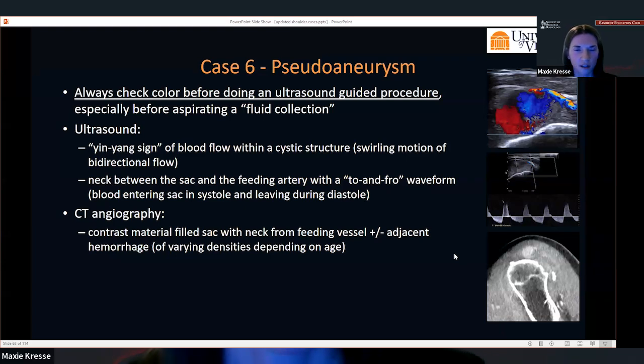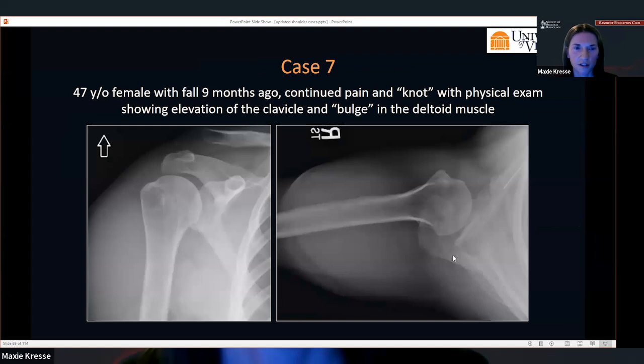Okay. Case 7. This is a 47-year-old female, had a fall 9 months ago, continued pain, physical exam found a knot and elevation of the clavicle. They also mentioned a bulge in the deltoid muscle. Does anyone have the diagnosis here based on these images?